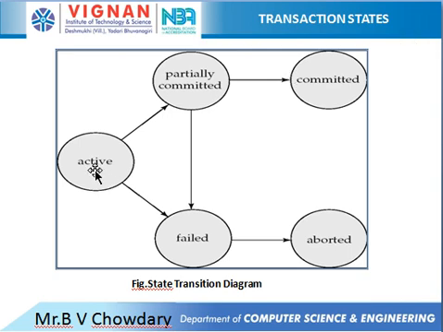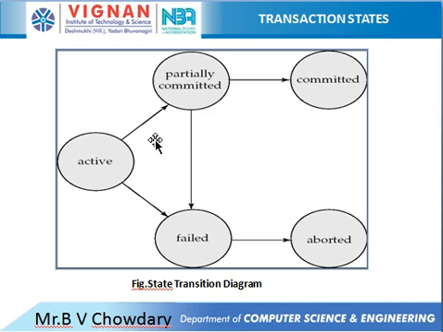So this is the active state. When the transaction starts its initial execution, it will be in this active state. From this active state it will move to the partially committed state when it reaches the last instruction of the transaction, and after performing the commit statement, immediately it will move to the committed state. So a normal, successful transaction goes in this direction.